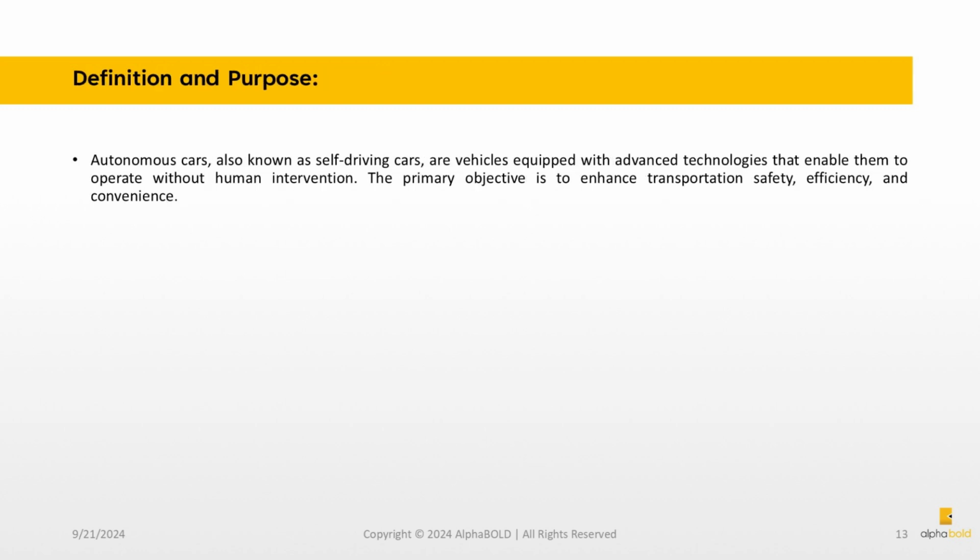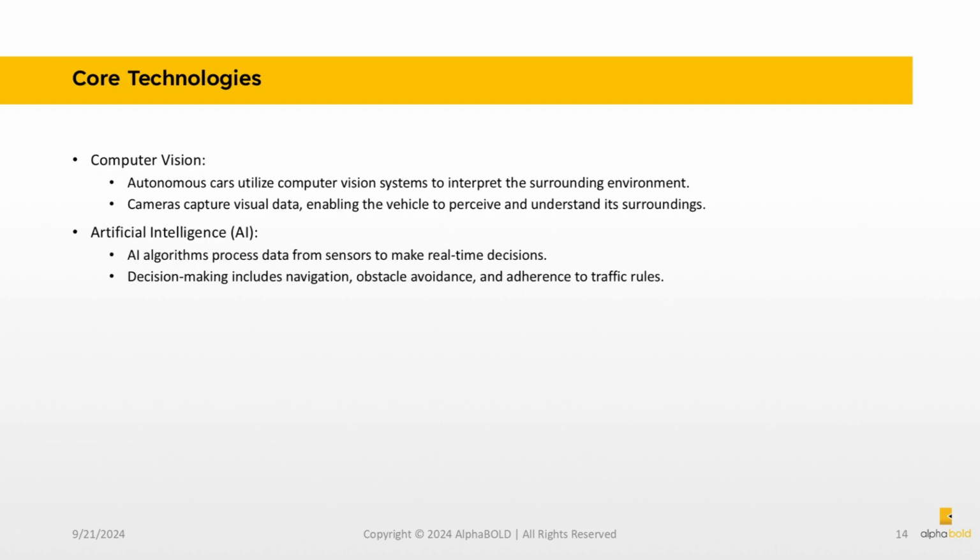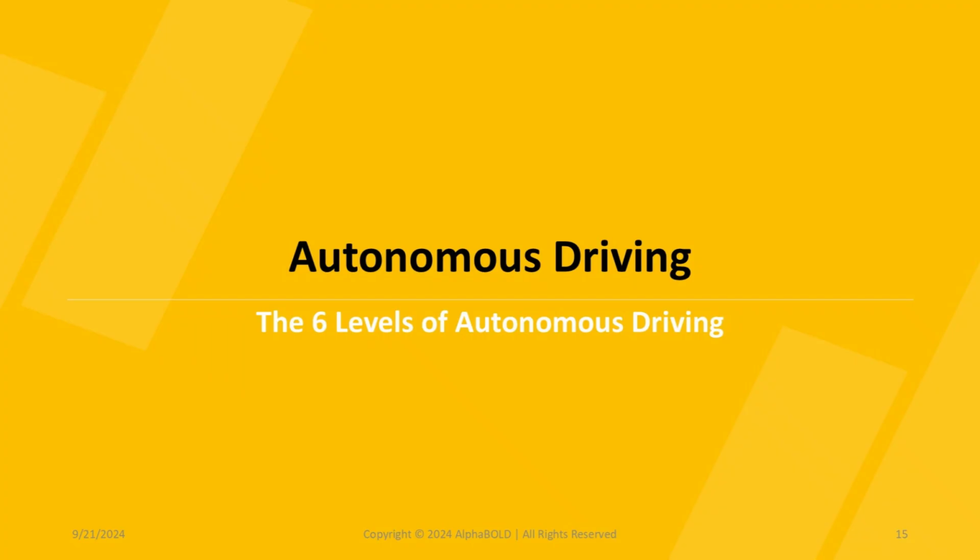Autonomous cars, also known as self-driving cars, are vehicles equipped with advanced technologies that enable them to operate without human intervention. The primary objective is to enhance transportation safety, efficiency, and convenience. Core technologies. Computer vision. Autonomous cars utilize computer vision systems to interpret the surrounding environment. Cameras capture visual data, enabling the vehicle to perceive and understand its surroundings. Artificial intelligence, AI. AI algorithms process data from sensors to make real-time decisions. Decision-making includes navigation, obstacle avoidance, and adherence to traffic rules. Autonomous driving.